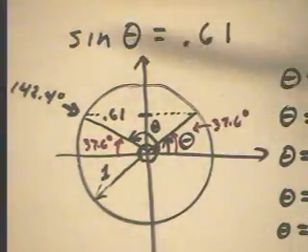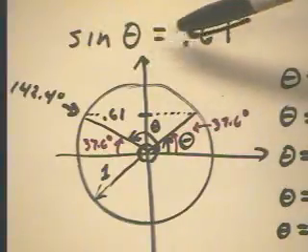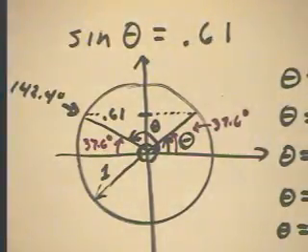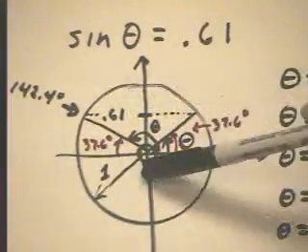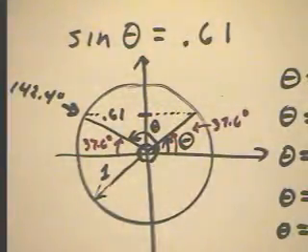Let's consider the equation sine theta equals 0.61. We want to find all possible solutions of this equation. Well, if we draw a unit circle, we can model this equation very easily.